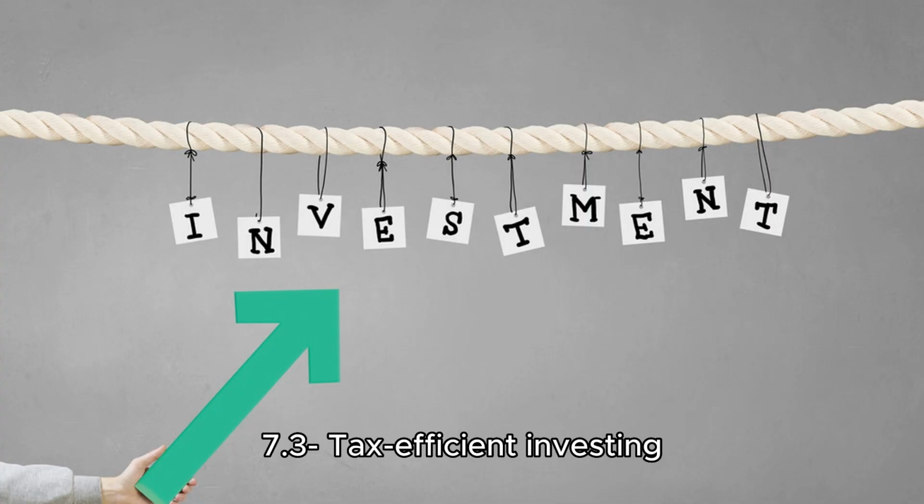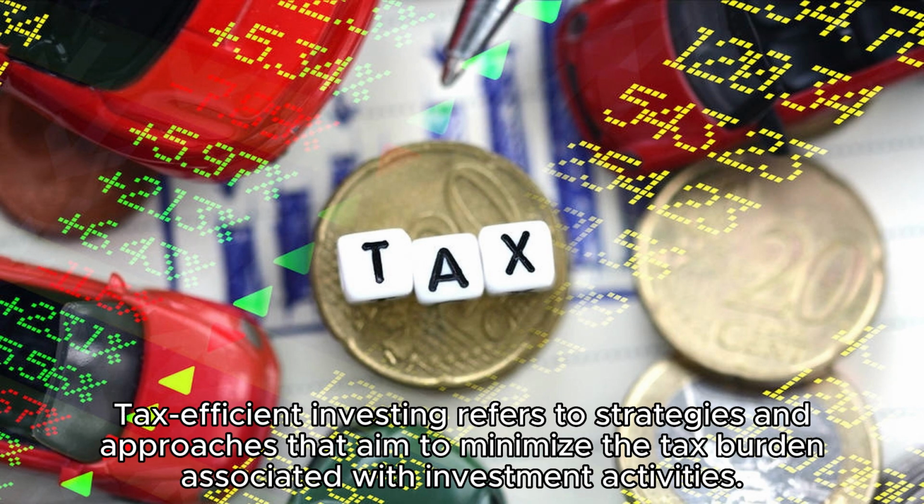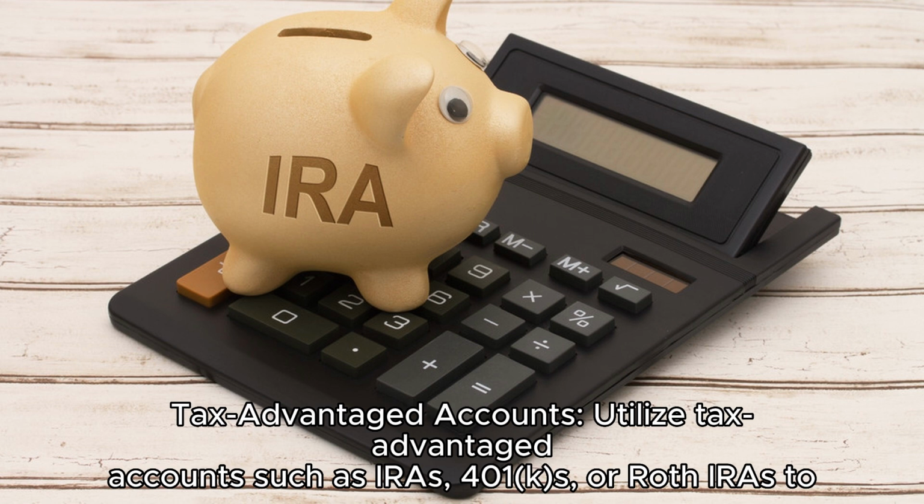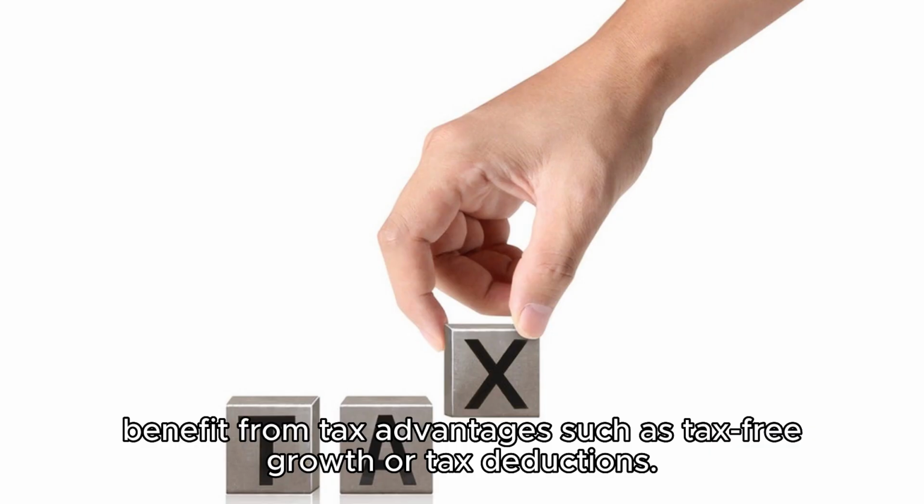7.3. Tax-efficient investing. Tax-efficient investing refers to strategies and approaches that aim to minimize the tax burden associated with investment activities. Here are a few key strategies to consider. 1. Tax-advantaged accounts. Utilize tax-advantaged accounts such as IRAs, 401(k)s, or Roth IRAs to benefit from tax advantages such as tax-free growth or tax deductions.